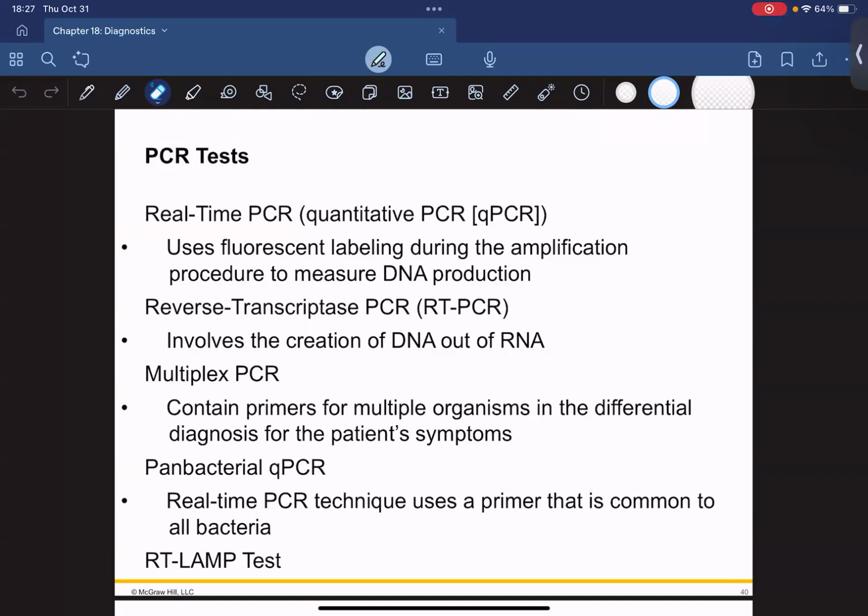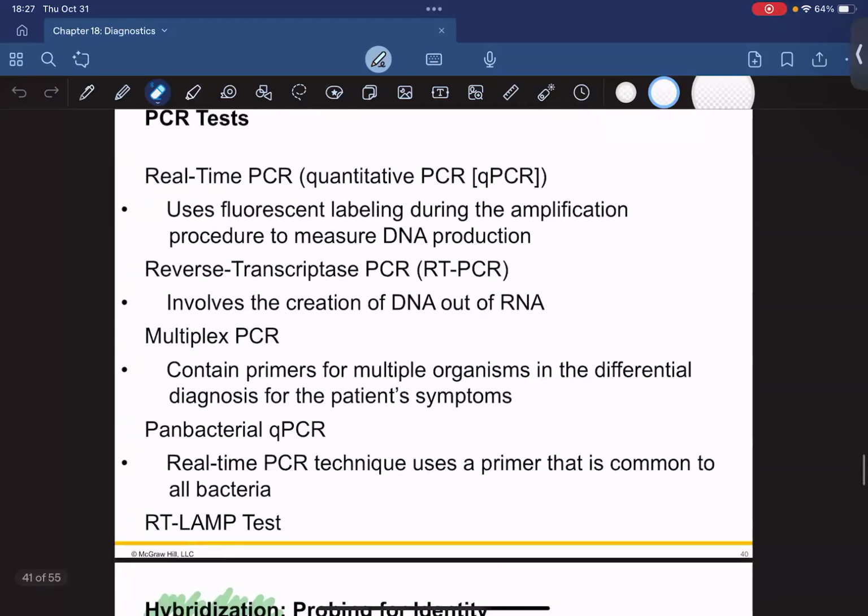For reverse transcriptase, that is saying we can get an RNA sample and turn it into DNA and then do regular PCR on it, because DNA is more stable than RNA. So you'd want to do it that way. That means you can test for RNA-based viruses, or you can look for mRNA that might be present in a cell.